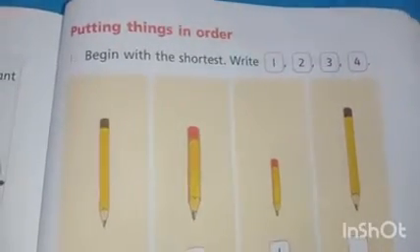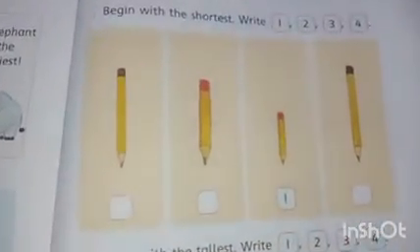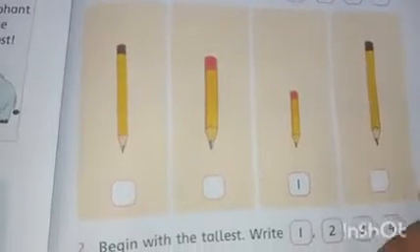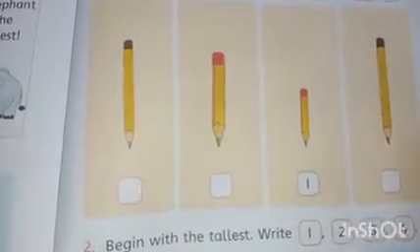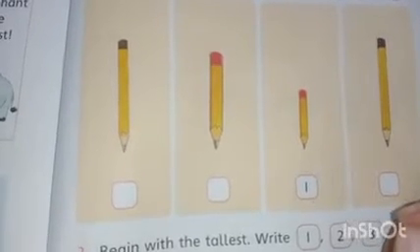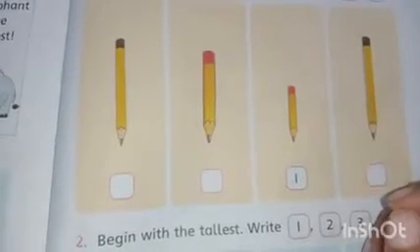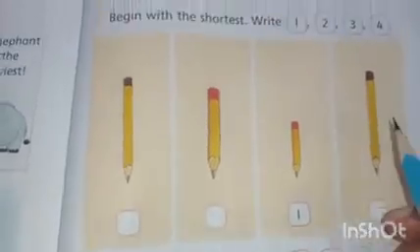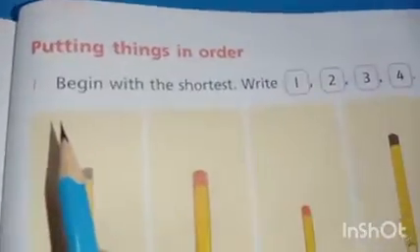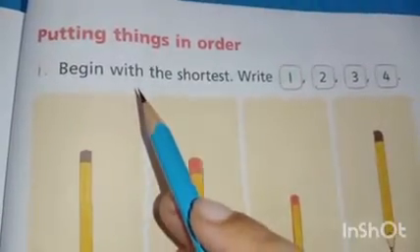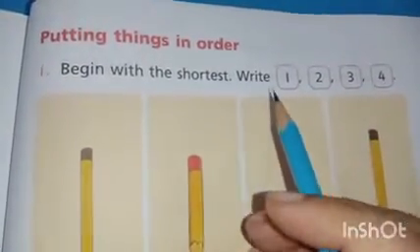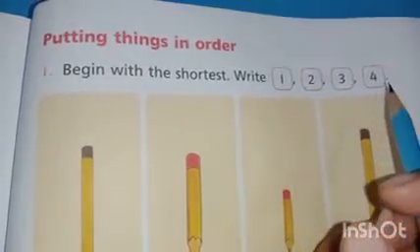Here we are going to do comparison and we will compare these things according to their heights. Students, as you know, we compare things in many ways, like their size, weight, height, color and a lot. But here we are going to do comparison by their heights. Here we have question number 1 and the statement is: begin with the shortest, write 1, 2, 3 and 4.